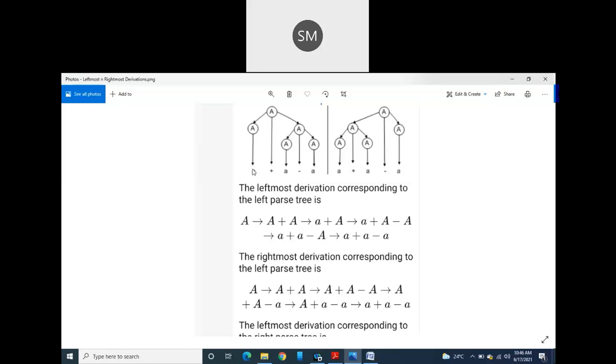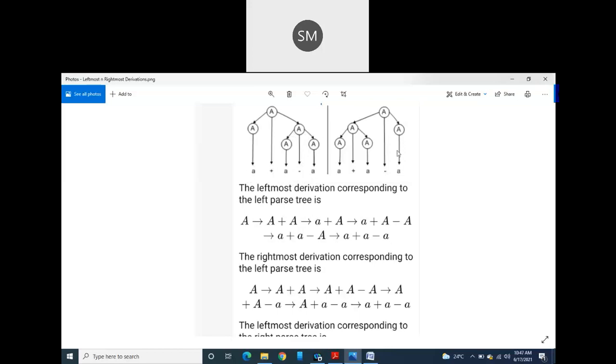Next, what about this right side A? This right side A is again derived like A minus A. Then this A is nothing but again small a, and this A is again small a. So at the end, which string are you getting? You are getting the string a plus a minus a plus a minus a. This string you are getting, right?